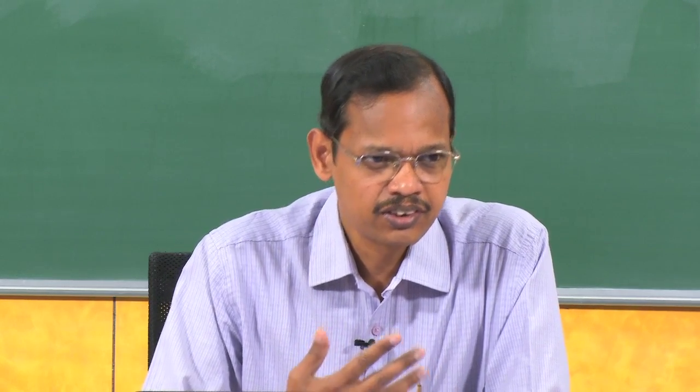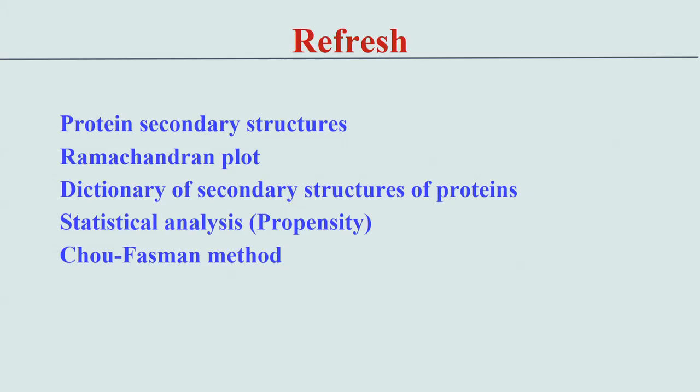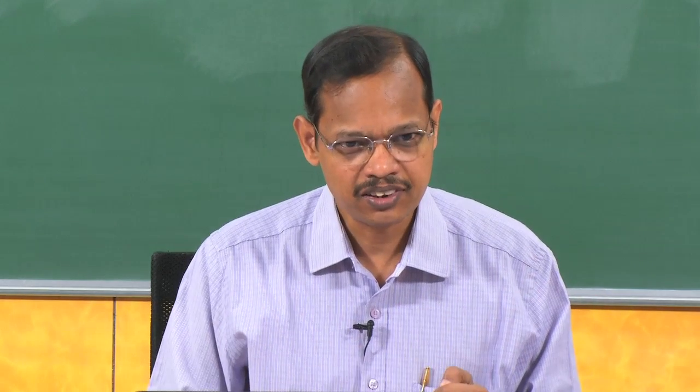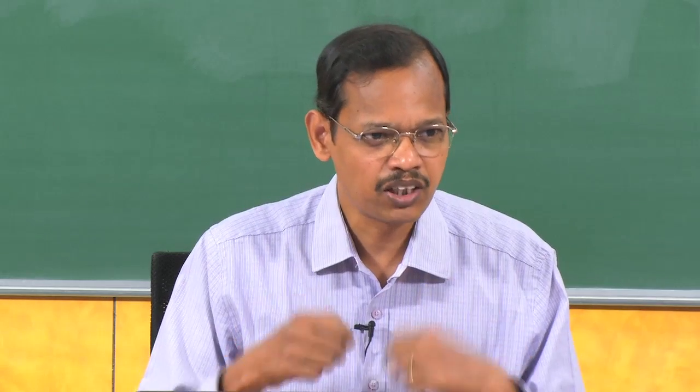Then, if we know the structures of proteins, based on the hydrogen bonding pattern, Kabsch and Sander developed an algorithm. Which algorithm? DSSP, the Dictionary of Secondary Structure of Proteins, to assign the secondary structure for each residue. Then, if you have the experimental data, we can utilize the information to develop different models for predicting secondary structures. There are several methods we discussed.